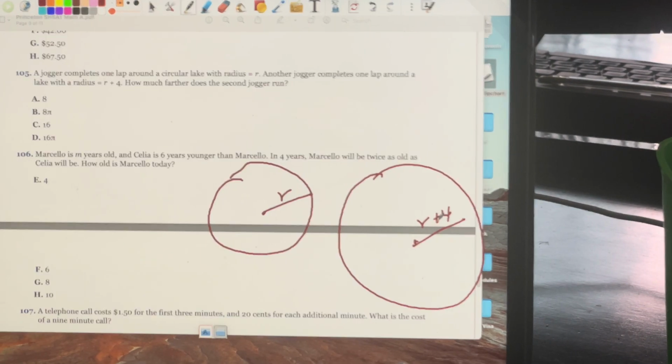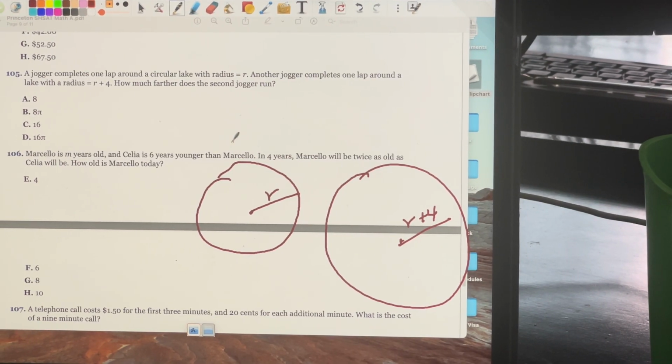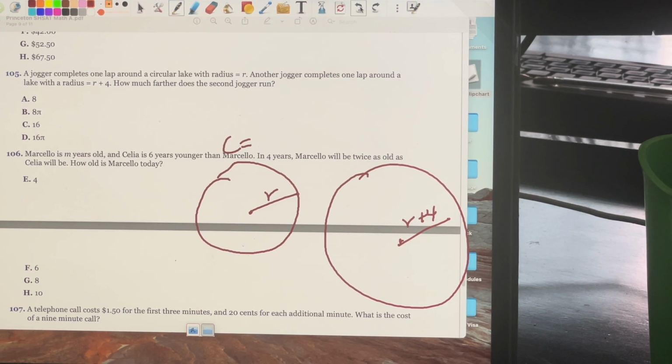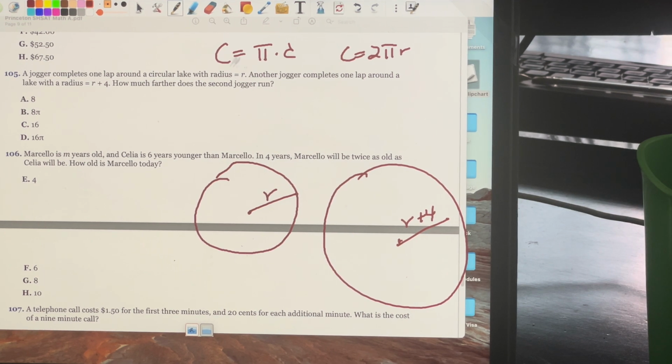Okay, so circumference here, right? Circumference is pi times d, or circumference is 2 pi r. Same exact thing, it depends on your preference. I like to use this one, but just because they gave us the radius in terms of r, we're gonna use that. Okay, so the first jogger, let's find how much he runs.